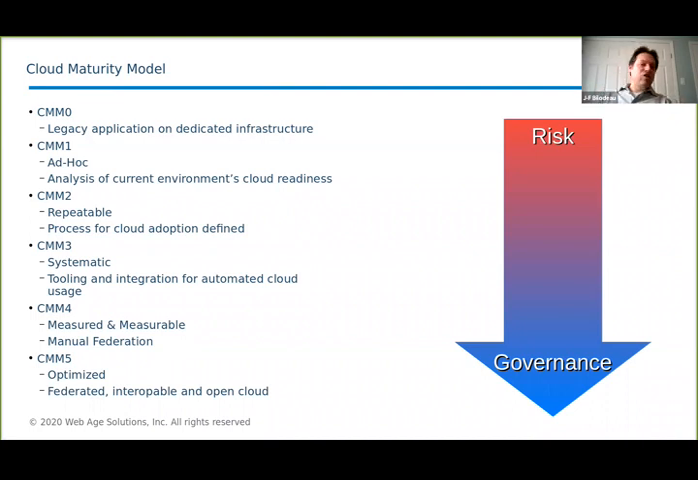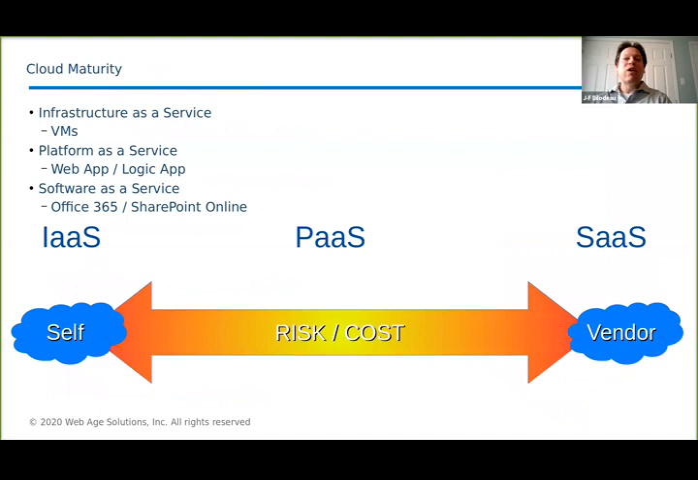So in a nutshell, this is our cloud maturity module. Again, I wish I could spend more time on this, but I do want to respect the hour that you have for your lunch. So continuing with the idea of cloud maturity, there's three flavors of cloud services: infrastructure as a service, platform as a service, and software as a service.